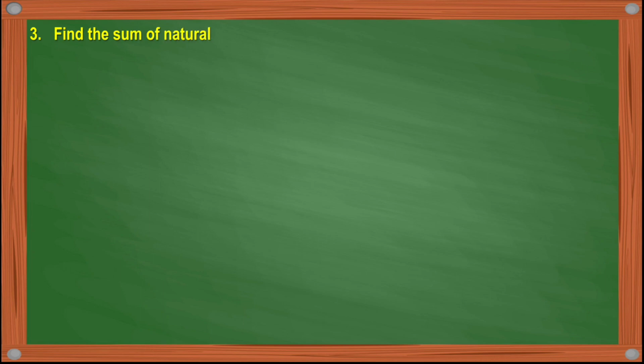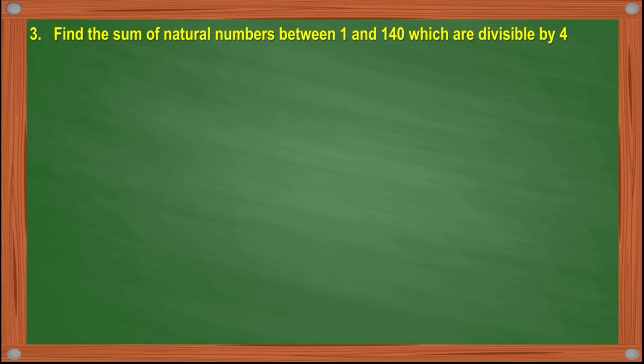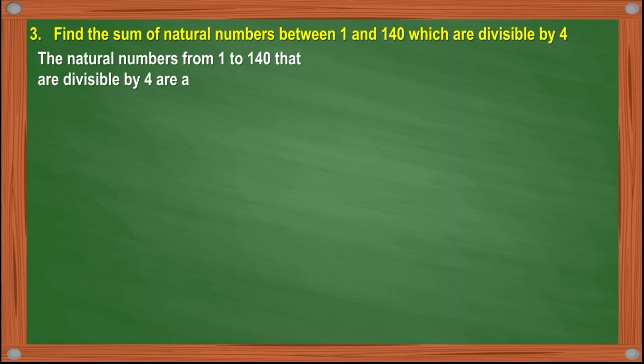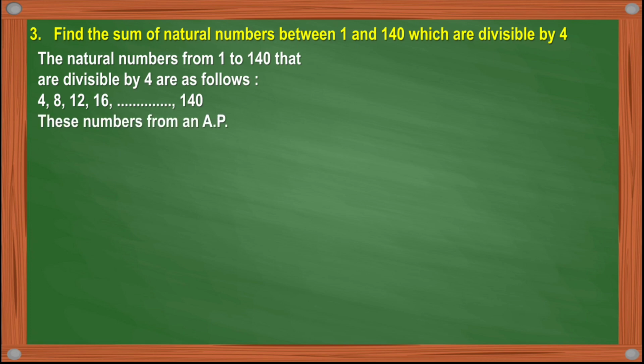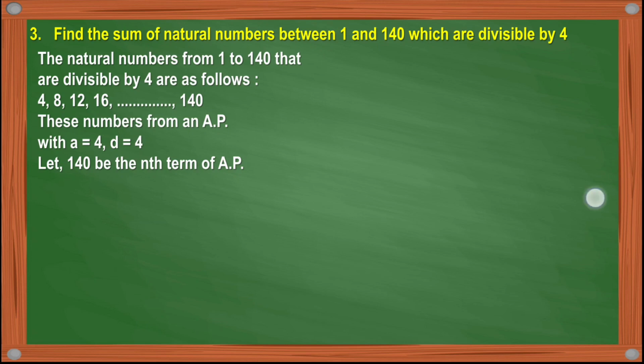Third question. Find the sum of natural numbers between 1 to 140 which are divisible by 4. In your practice set this question is given where we have excluded 140. Here in this solution we will take 140 and solve. So the natural numbers from 1 to 140 that are divisible by 4 are as follows: 4, 8, 12 and the last number we are taking is 140. These numbers form an AP where A equals 4 and D also equals 4. Let 140 be the nth term, which means the value of Tn equals 140.